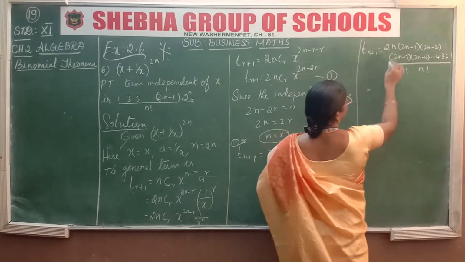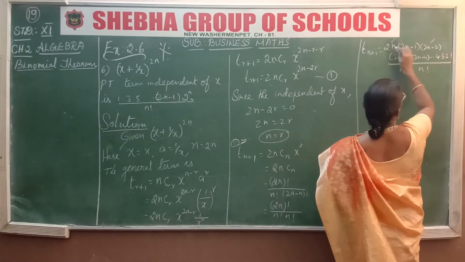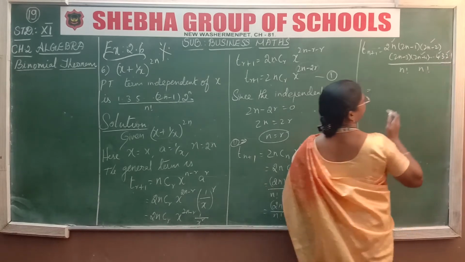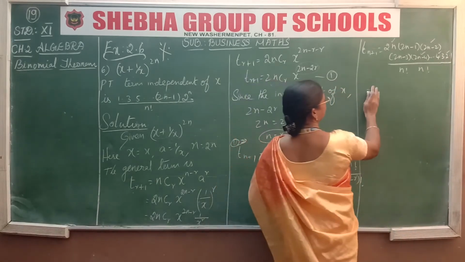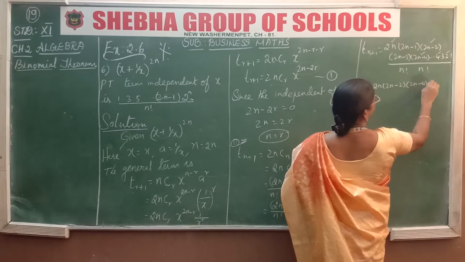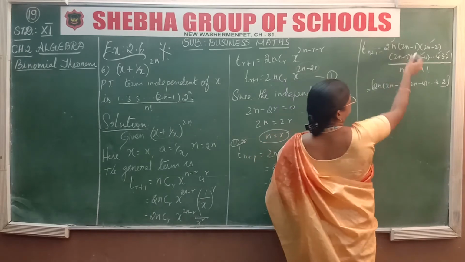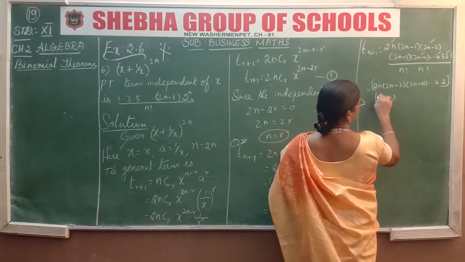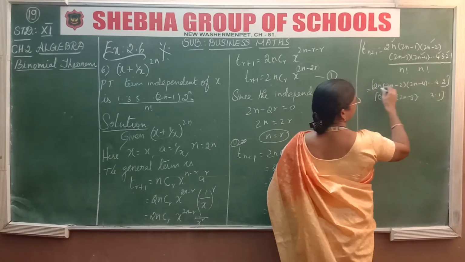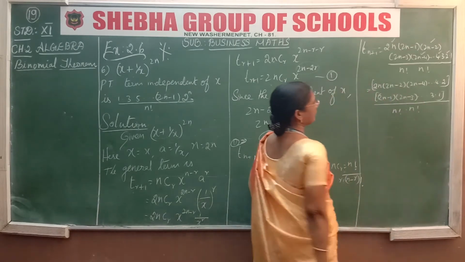Now listen, this is even, is it? 2n is even. So alternate are even numbers: 2n, 2n minus 2, 2n minus 4, 4, 2. So separate even terms and odd terms. So 2n, 2n minus 2, 2n minus 4, etc. up to 4 into 2. This is even terms. And odd numbers are 2n minus 1, 2n minus 3, etc. up to 3 into 1. These are the even numbers, these are the odd numbers, and divide by n factorial into n factorial.